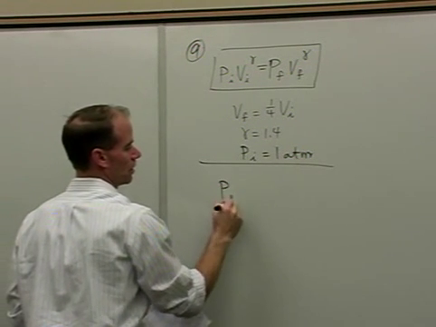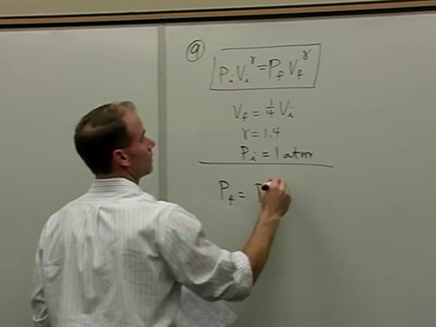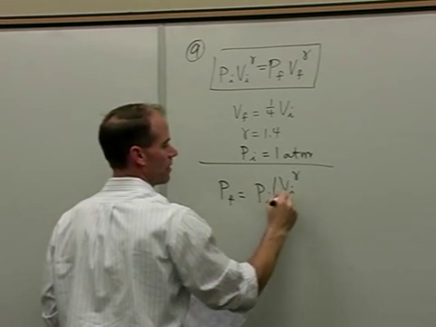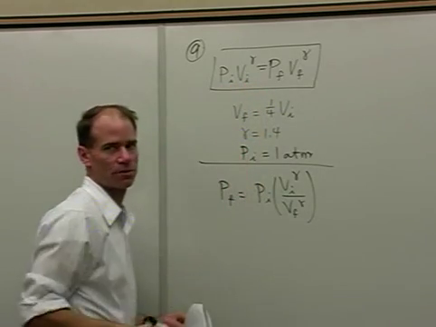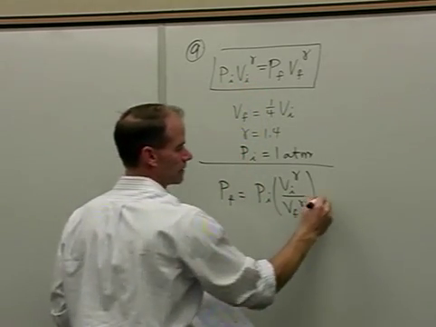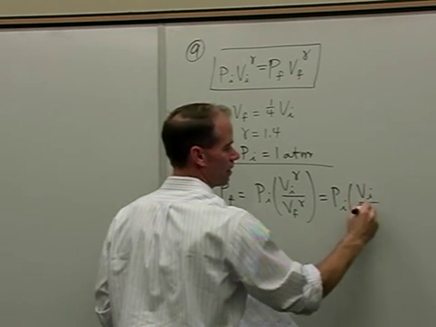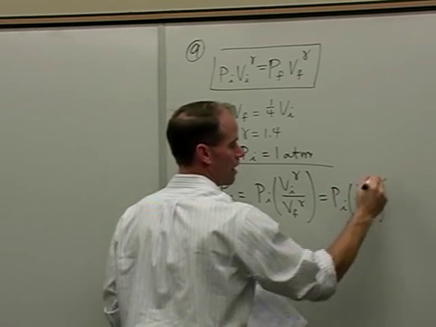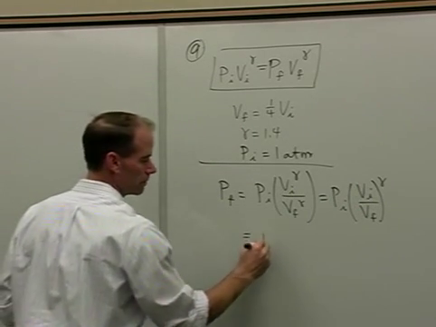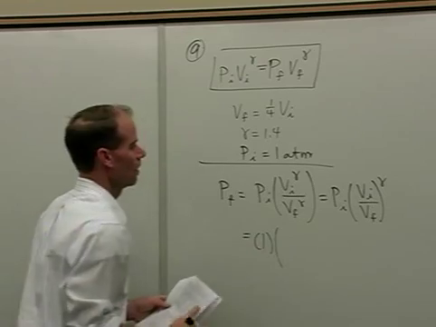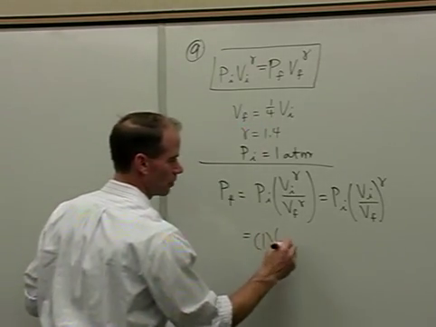The final pressure will equal the initial pressure times V initial to the gamma divided by V final to the gamma. Just rearranging this equation up here. And so that's equal to the initial pressure times V initial over V final to the gamma power. Well, our initial pressure is 1. Our V final is equal to 1/4 our V initial, so let's put that in there.